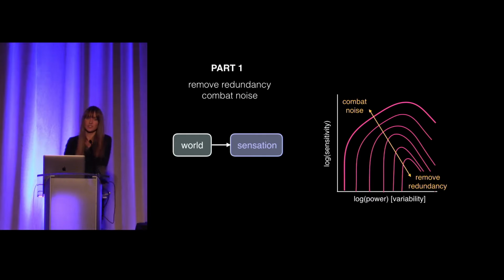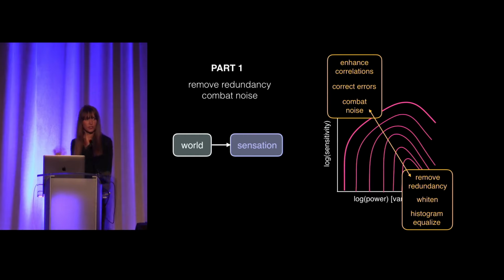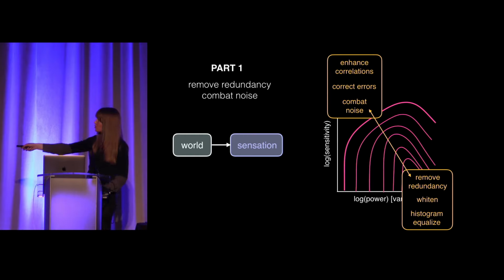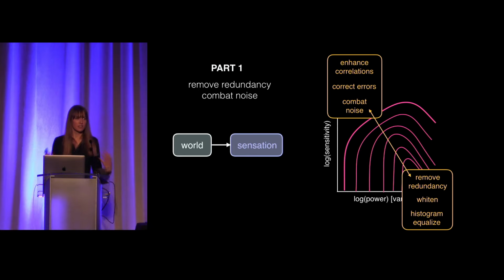And so you'll see these different regimes of efficient coding referred to by many different names. When people talk about removing redundancies, they'll talk about whitening, decorrelating, histogram equalizing. When people talk about combating noise, you'll hear this in terms of error correction and enhancing correlations. And in fact, we see that this whole family of different solutions falls out of the same framework under different considerations of the constraints that are relevant to that system.